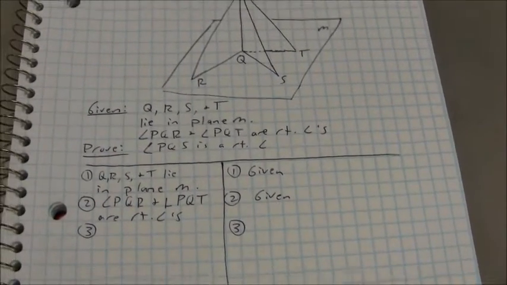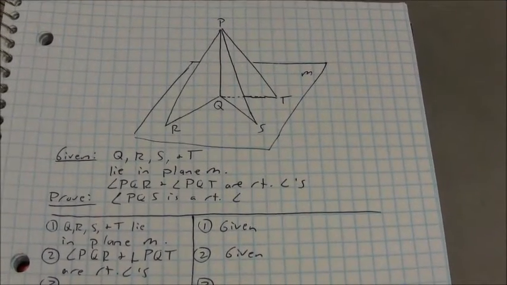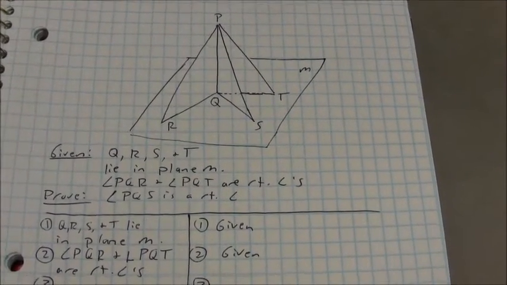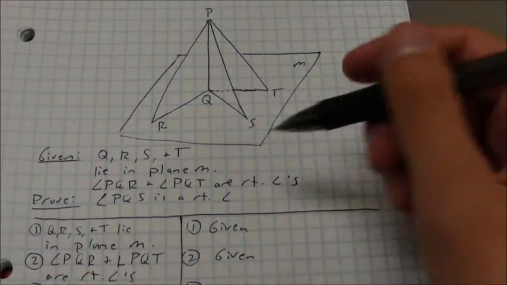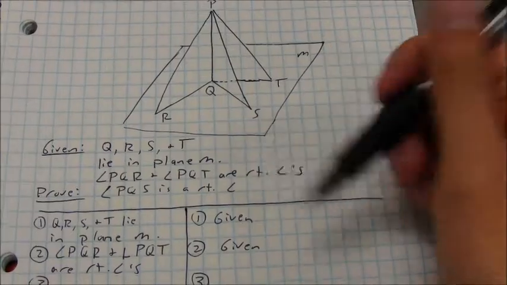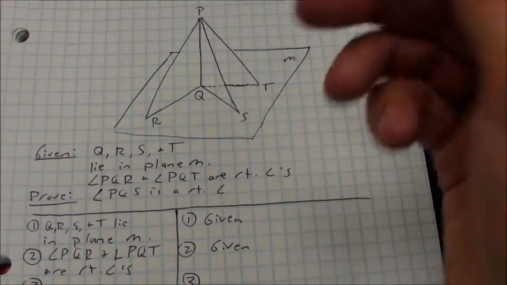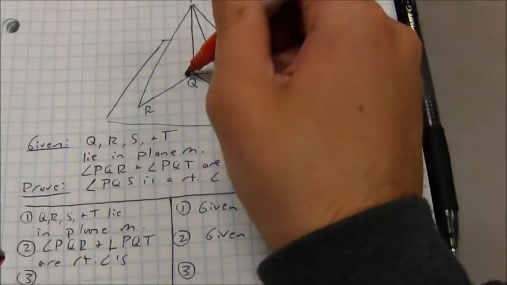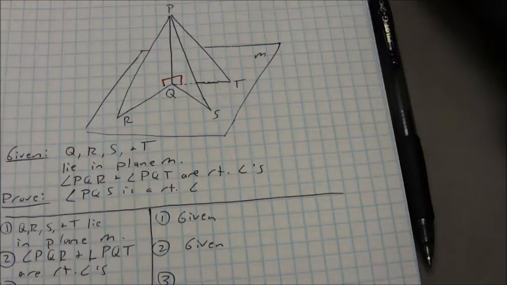My final proof for this chapter is going to be a three-dimensional proof. You can see I have a plane here. I have several triangles standing vertically on this plane. I'm told that those points there really are on the plane, and angle PQR and PQT are right angles. So I'm going to mark those right angles. PQR is a right angle and PQT is a right angle.